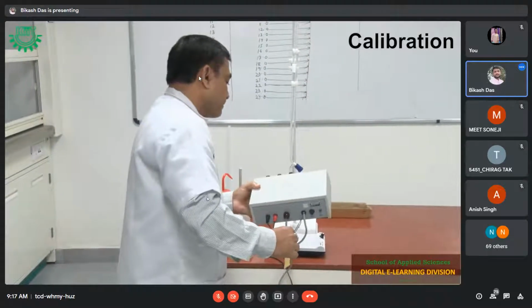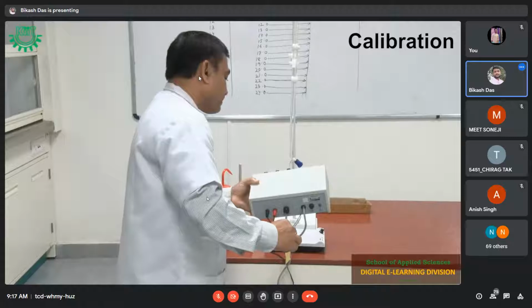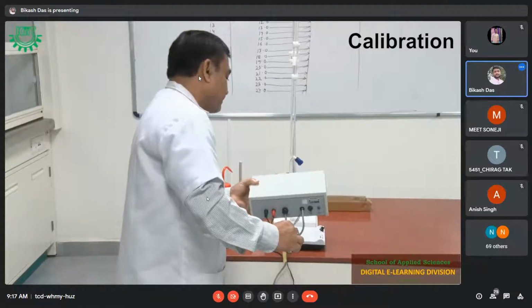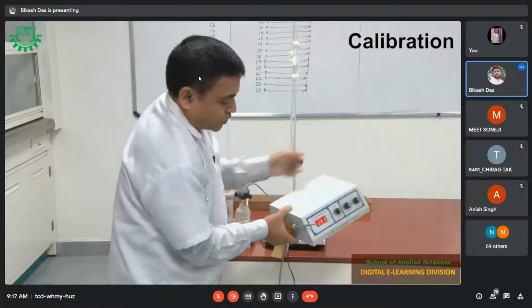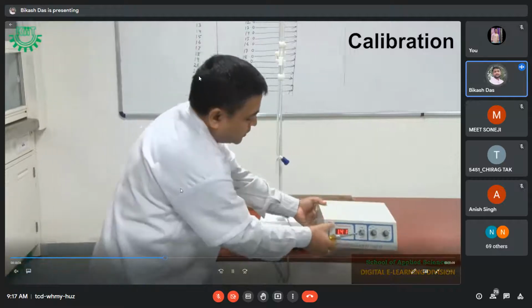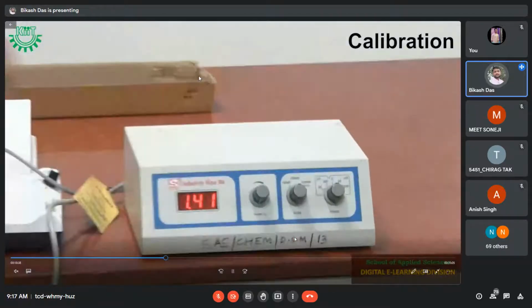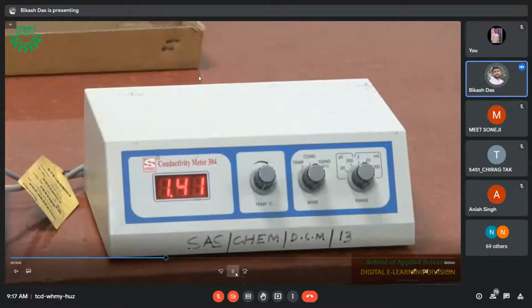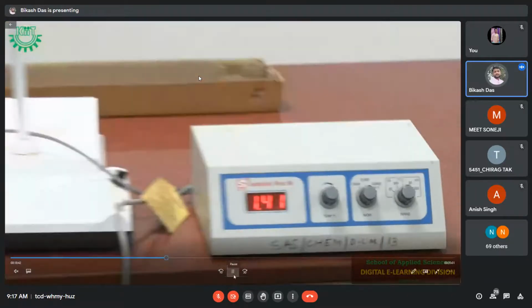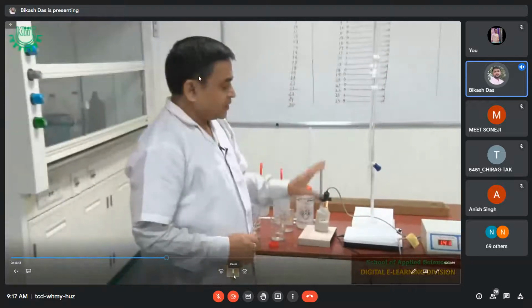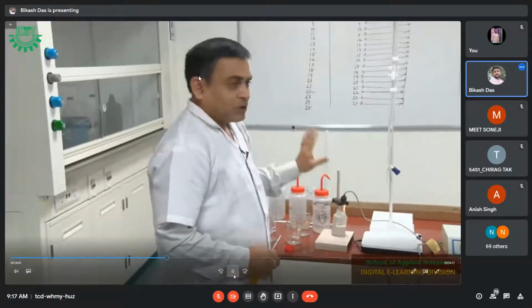1.41. See, now you can see the calibration part is over. Now the instrument we can say is in good condition. Now it is in working condition. It is okay. It is certified. Now the instrument is tested. 1.41, it is fixed.